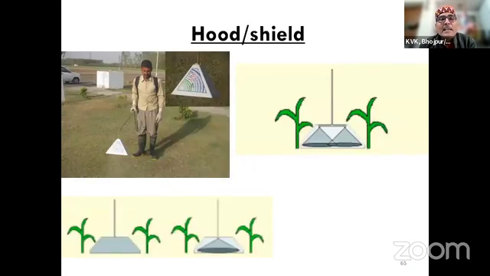In some cases, if the particular crop is going to be affected by a herbicide, in that case, you can use this hood or shield type of cover over the nozzle, so the intercrop may not be affected.